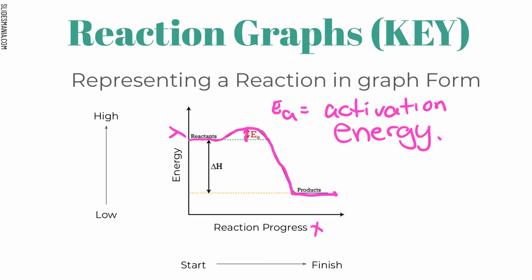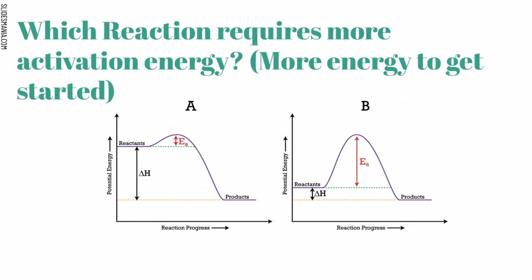Now, in our next lesson, we will talk about the endo and exothermics, and their graphs look a little bit different, but they each have the same reactants, activation energy, and products, but where they are in terms of the amount of energy they have is different. So in your notebooks, you should have copied this whole graph down in order to better understand what a reaction graph looks like. So here's a question: which reaction requires more activation energy? So more energy to get started, graph A or graph B?